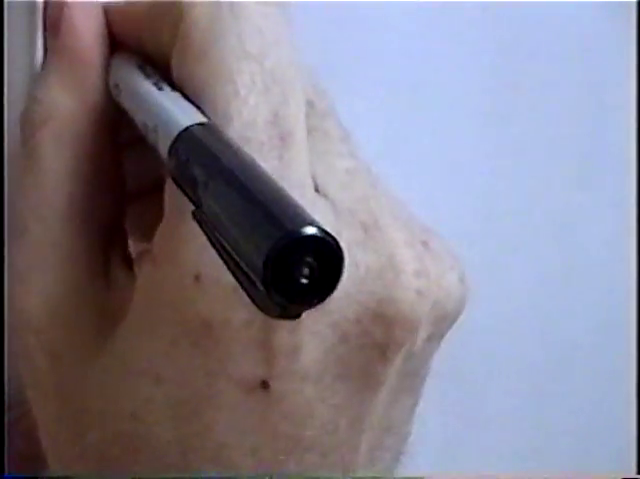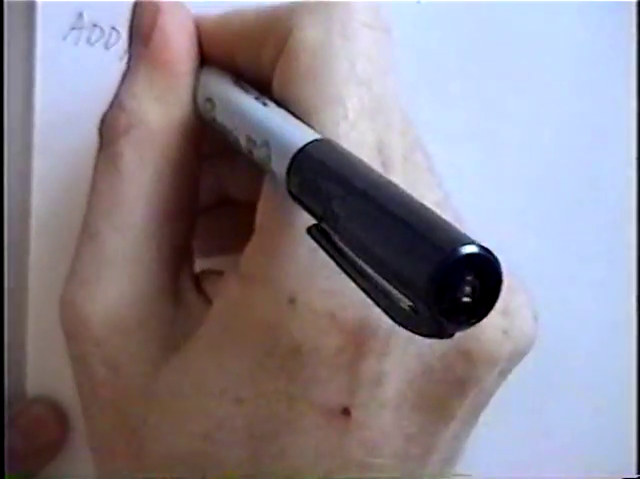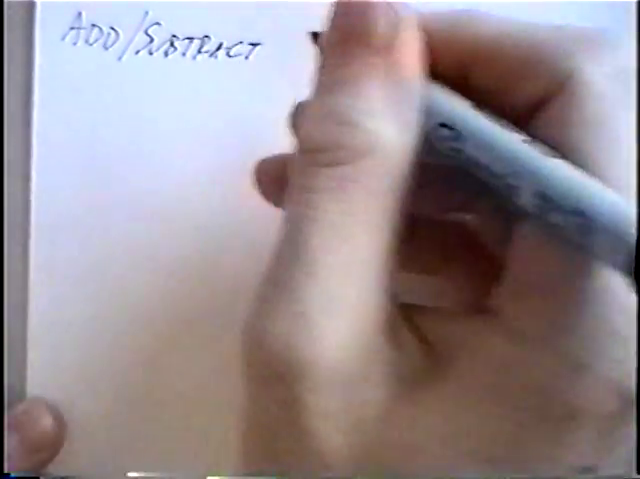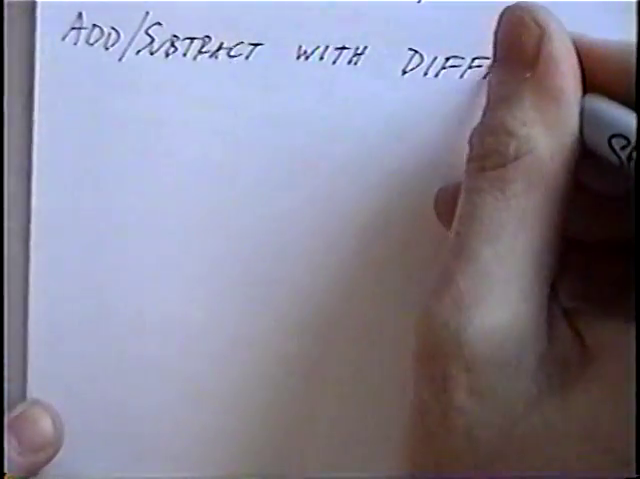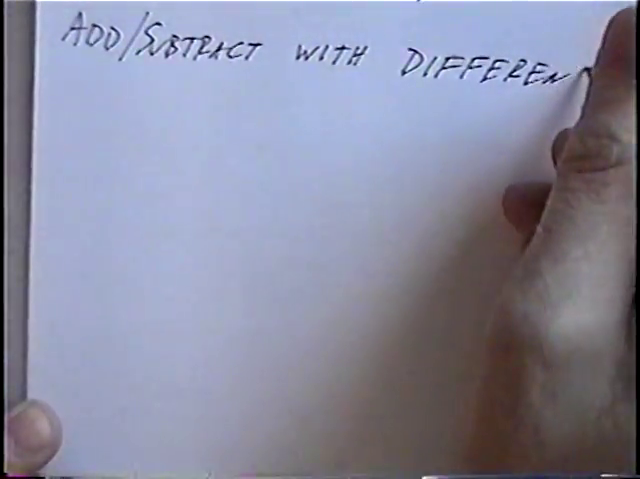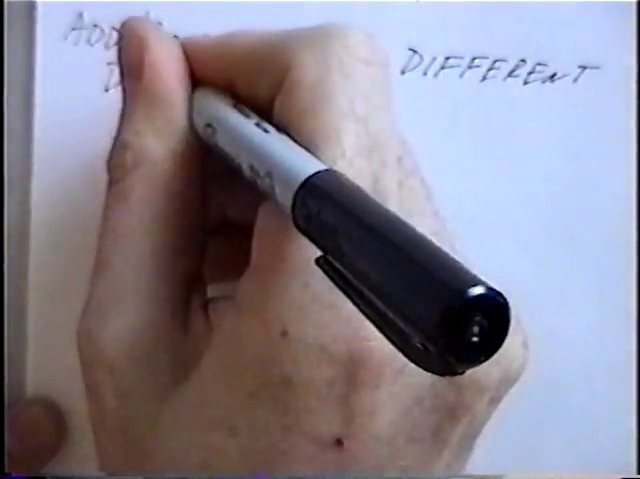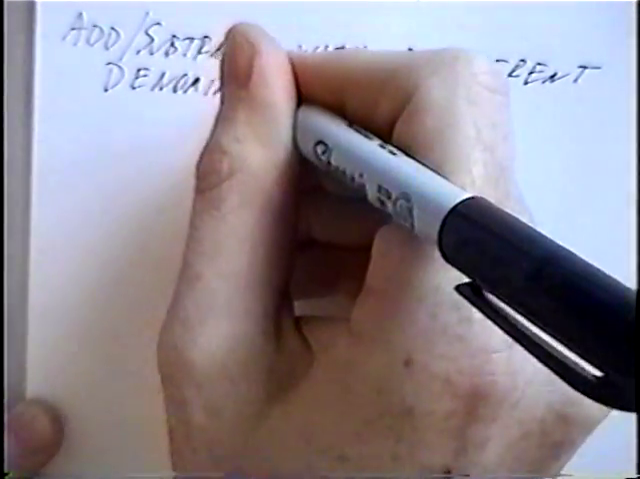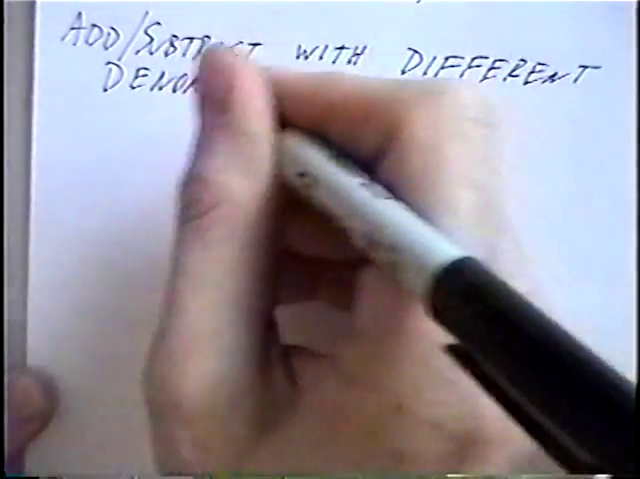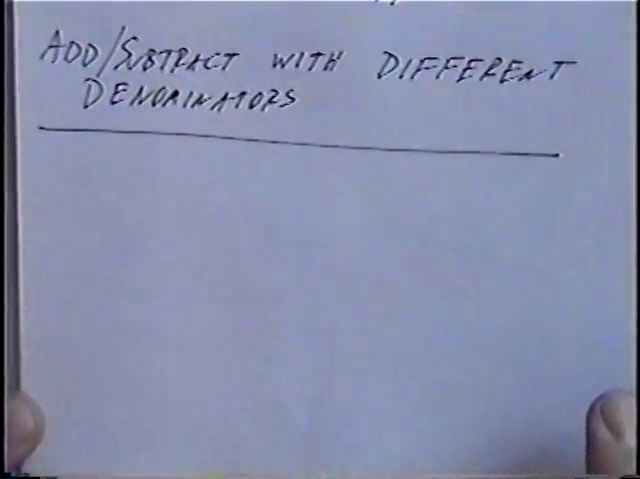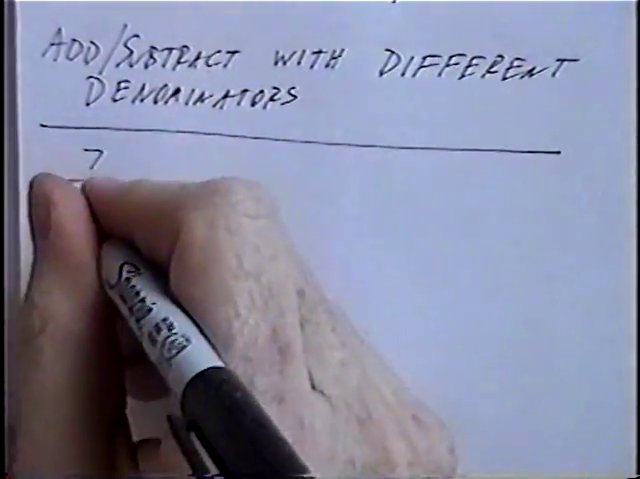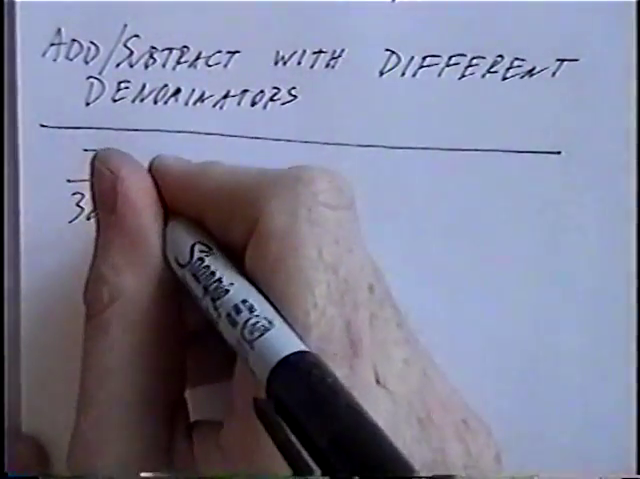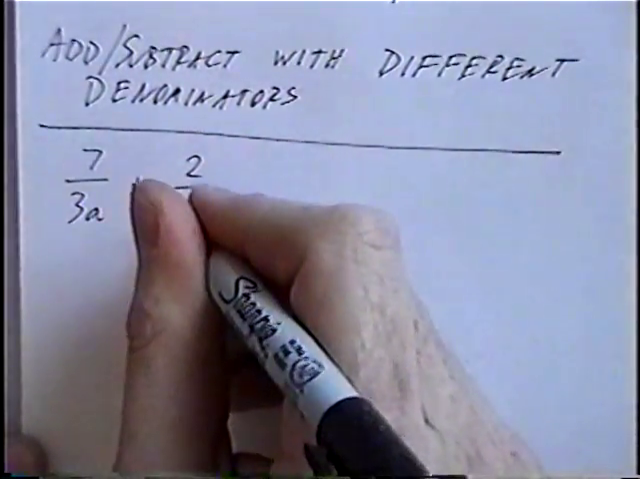The next section of notes is titled Add, Subtract, with different denominators. First problem is 7 over 3a plus 2 over 5.